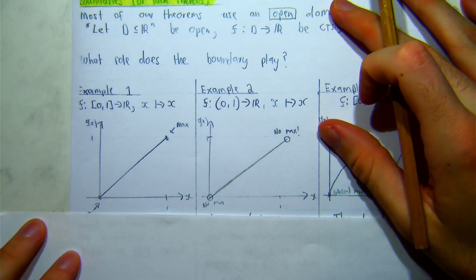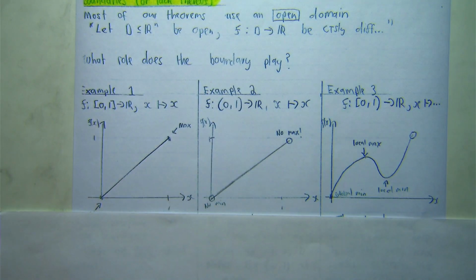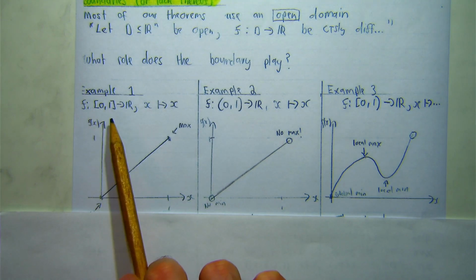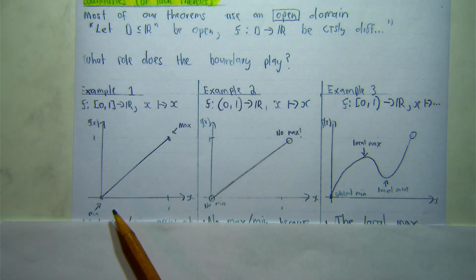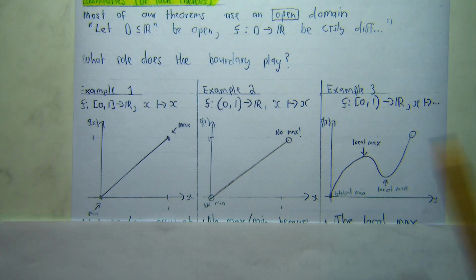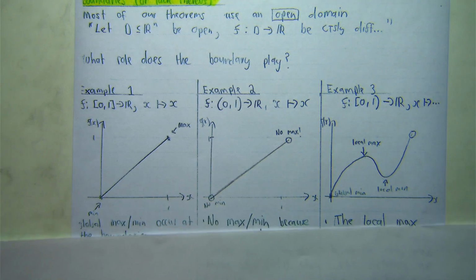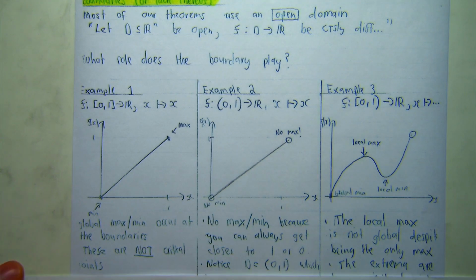Okay, example number 1. In this case, our function f goes from 0 to 1 and the function just maps x to itself. The domain is not open because 0 and 1 are the boundary points and they're included in the domain. And you can see that our max and min for this function are 0 and 1. And clearly these are not turning points. They're not critical points. They're just the largest and smallest value because it is on the boundary of our domain, and the nature of this function is that it's an increasing function. So global max and min occur at the boundaries. These are not critical points. That's the take-home message there.